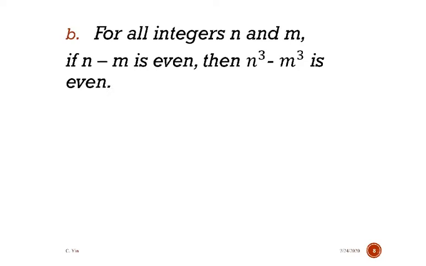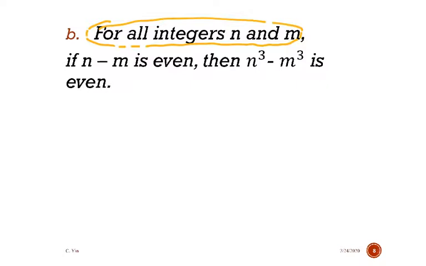So let's look at another example of a direct proof. This one's a little bit different because of the very beginning of the statement. It says: for all integers n and m. That just means that we want to make sure that we don't pick a particular n and m. It's for all integers.